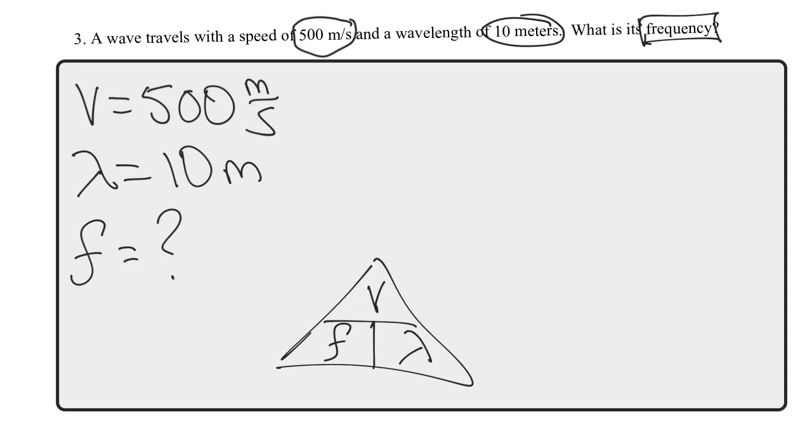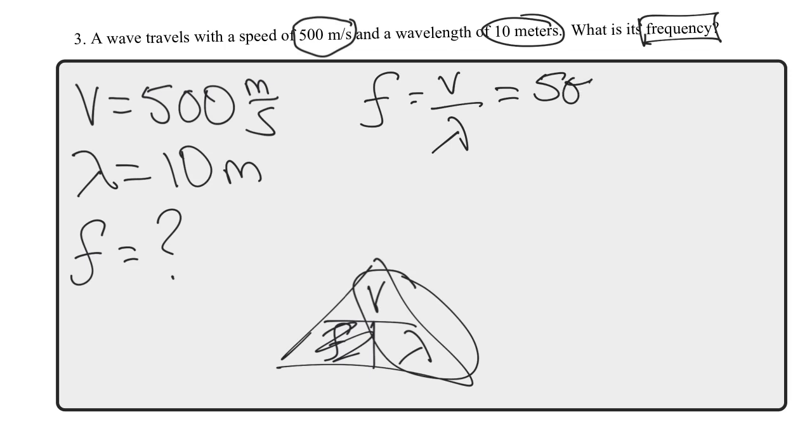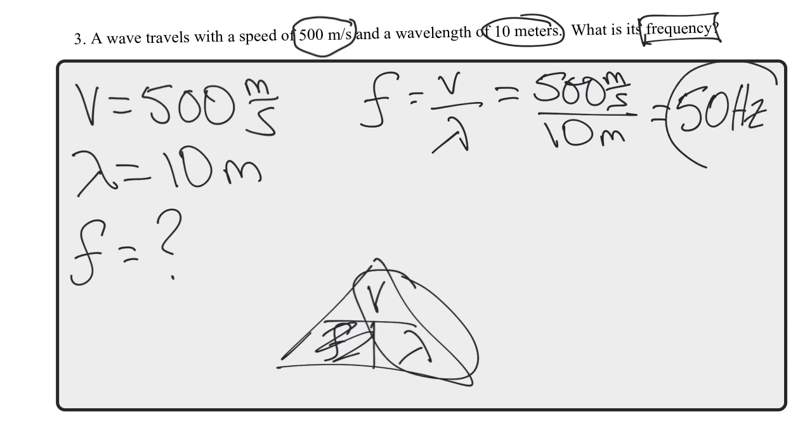So you probably know what the equation is already. F equals v over lambda. So that's 500 meters per second divided by 10 meters. So that number is 50. And the unit is meters per second over meter. But guess what? It ends up being 1 over second. And I know that frequency is measured in hertz.